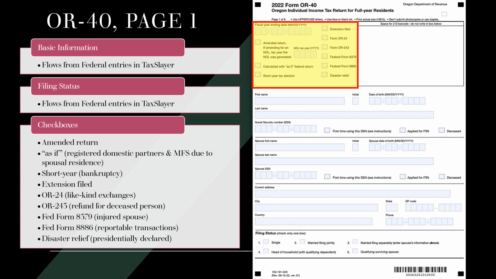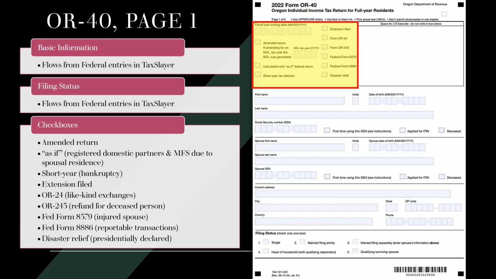There's also a box if Federal Form 8379 is being filed for an injured spouse. And if you remember, that is when one spouse owes a debt that will result in a garnishment of the refund, and the other spouse can request that their portion of the refund is not garnished.